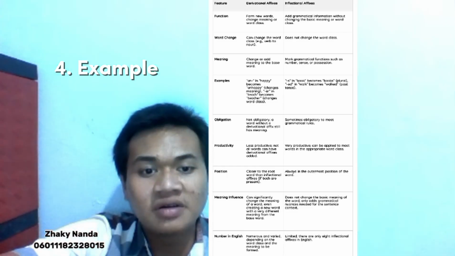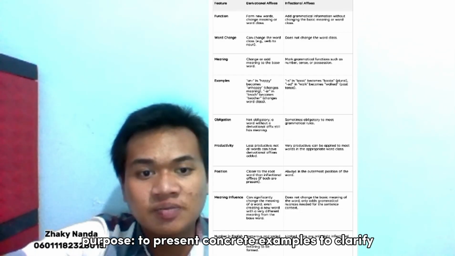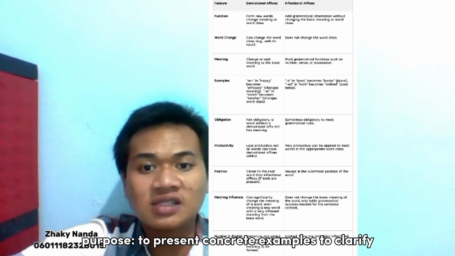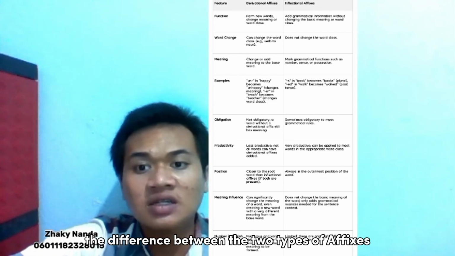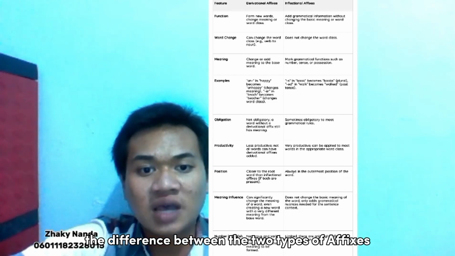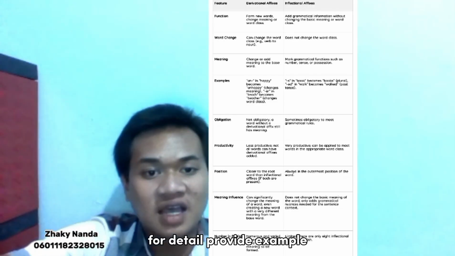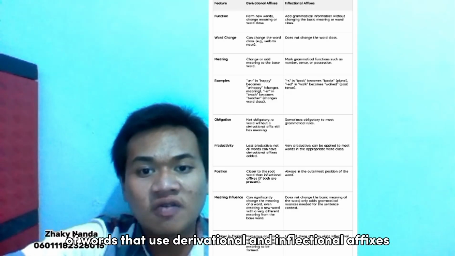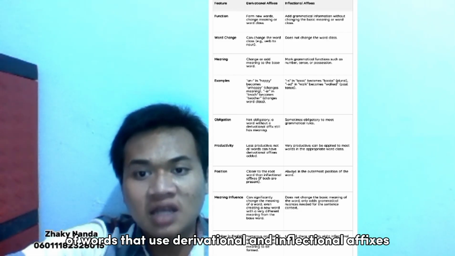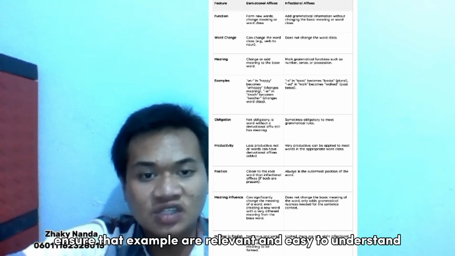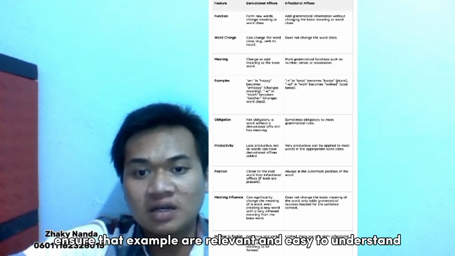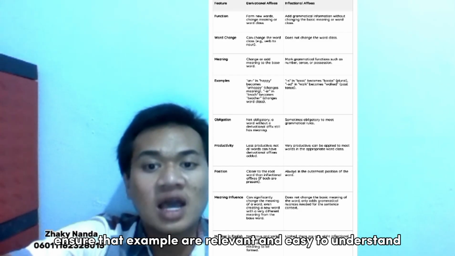Number four, example. The purpose is to present concrete examples to clarify the difference between the two types of affix. For detail, provide examples of words that use derivational and inflectional affix. Ensure the examples are relevant and easy to understand.